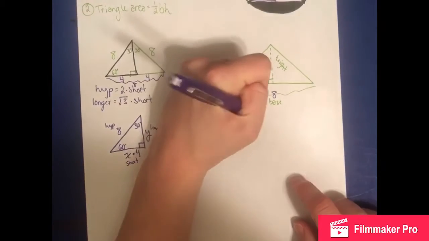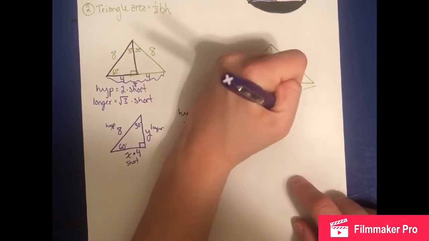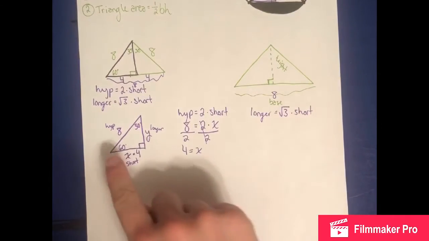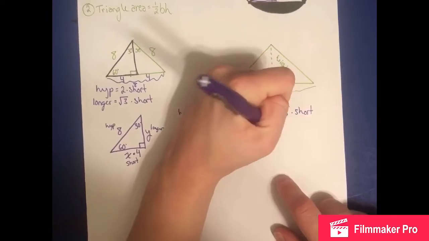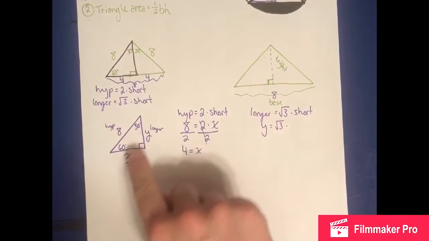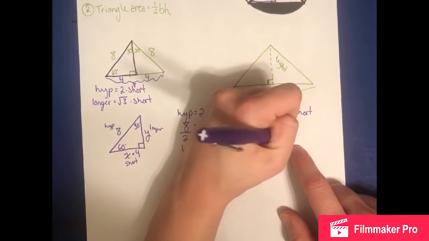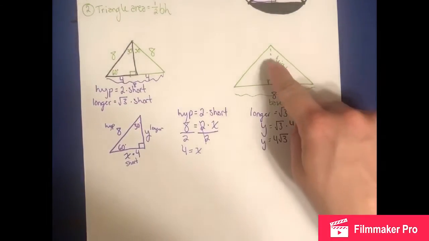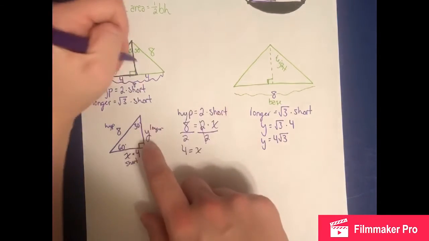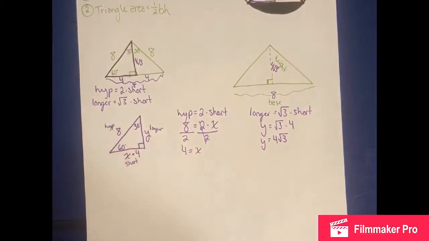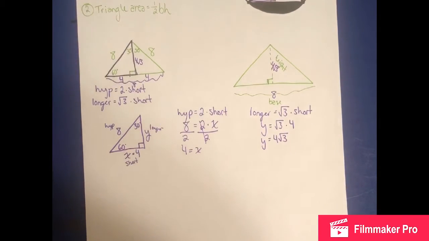So I'm going to use longer equals square root of 3 times short. Longer is going to be Y equals square root of 3 times short, which is 4. I'm just going to rewrite that as 4 root 3. And I'm going to put it right up there because that's exactly where it was for me. So this is 4 root 3, 4 root 3. Okay, so that is us pretty much done with the triangle. I just have to plug in now.